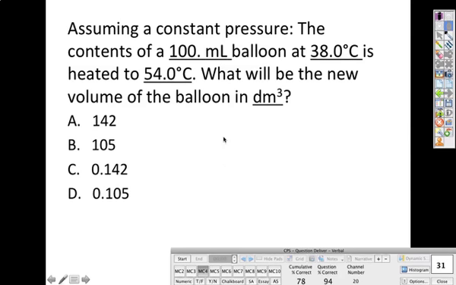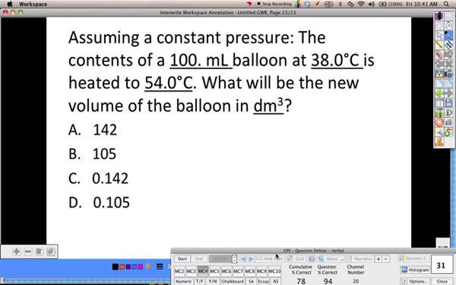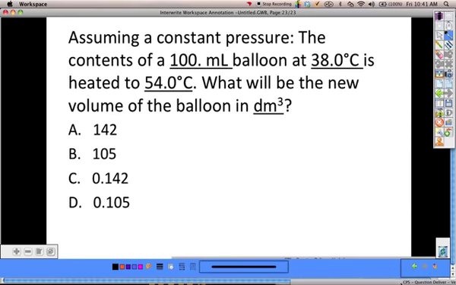Yes, we will do this one. So let's assume that we have a constant pressure. So we know right off the bat that we're going to use the equation P1 times V1 over T1 is equal to P2 V2 over T2, because we have nothing going on with moles here and we're doing changes. So of my 3 equations, this is the one I'm going to use.